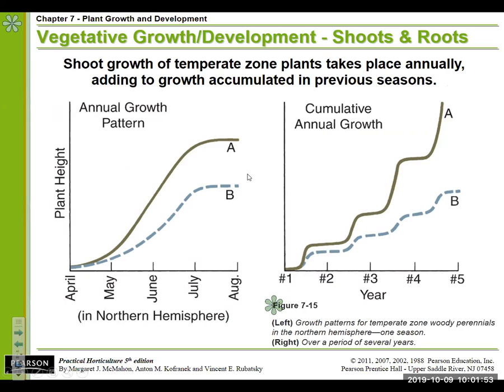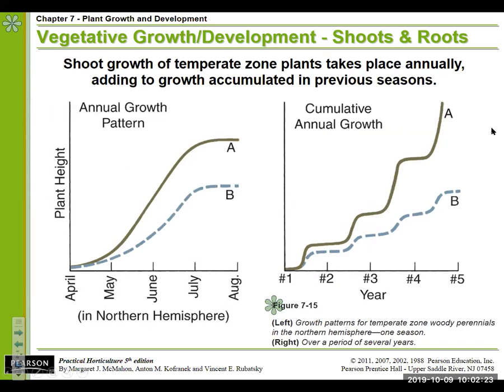So here we're just looking at annual growth in perennial plants, and then how that can fluctuate through the years. So we have cumulative annual growth here as being part of just how much rainfall did we receive in the season, how much nutrients were available for that plant. So this is going to look different in different years.